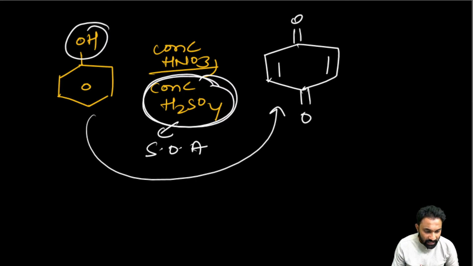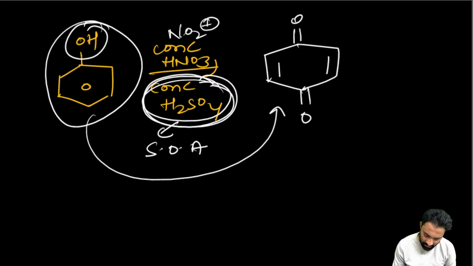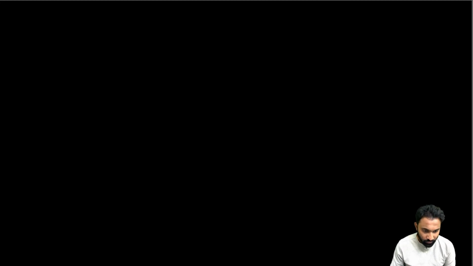To get the picric acid, we have to follow two paths. If you directly do the nitration with concentrated H2SO4, it will oxidize the phenol into benzoic acid. Due to that, we have to follow two paths. What are the two paths we have to follow?